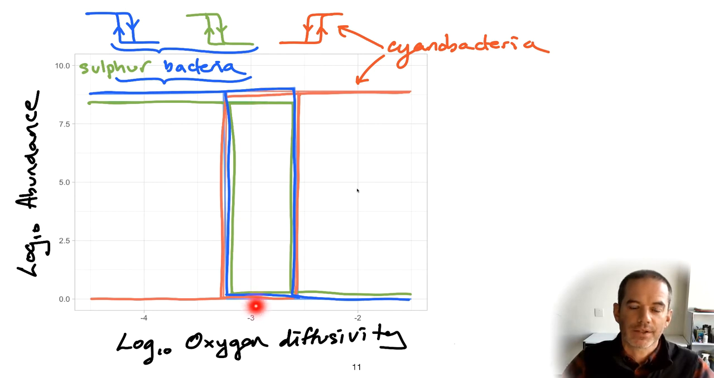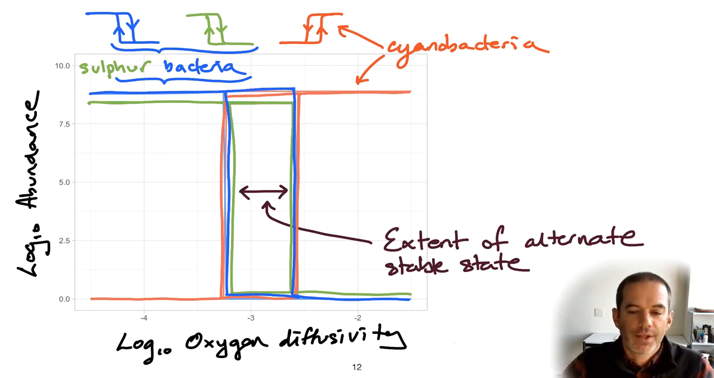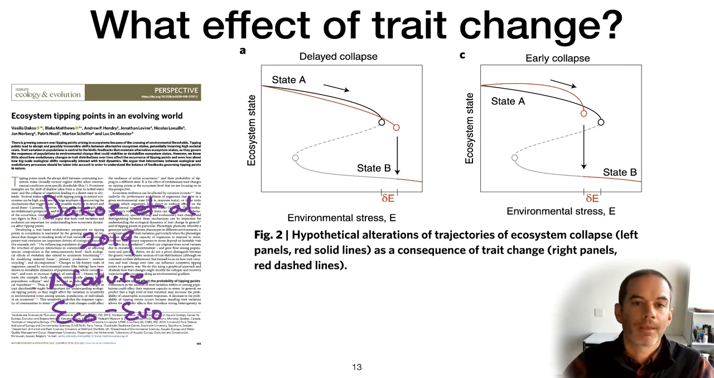So we get these alternate stable states, just like we were looking at before. And here's the relationships with some direction arrows on them. So we do have alternate stable states coming from this model. Now the question is, what does evolution do to this, the extent of the alternate stable state in that environmental variable, this distance in the environment for which alternate stable states exist? What does the effect of trait change and evolution have on that region of alternate stable states?